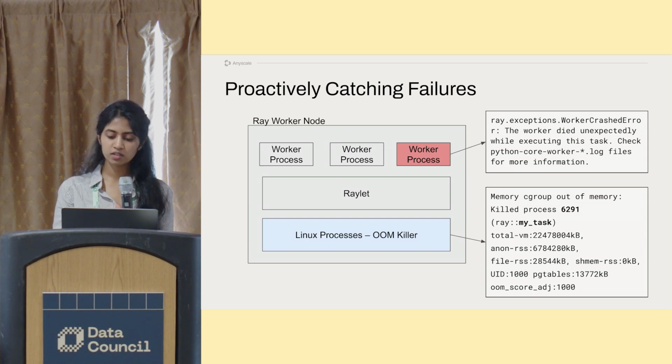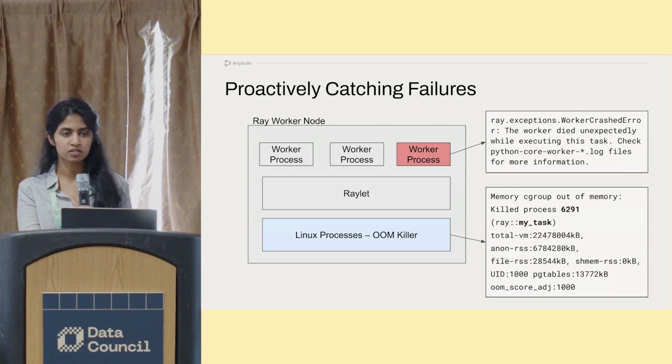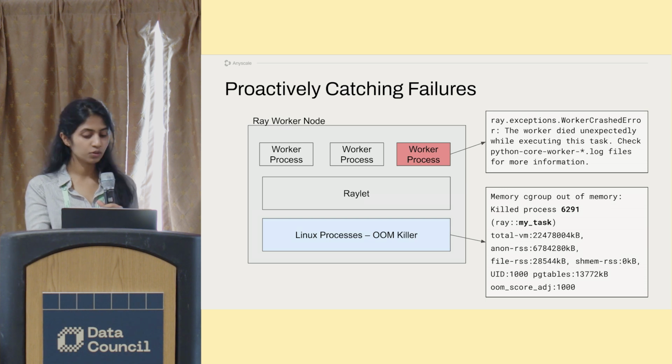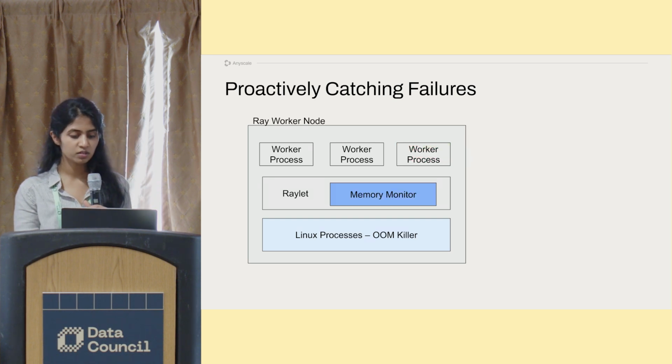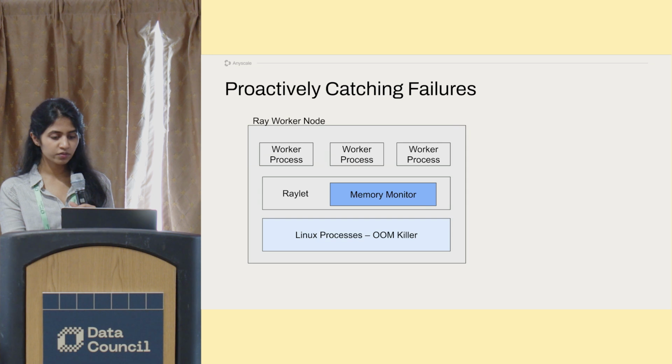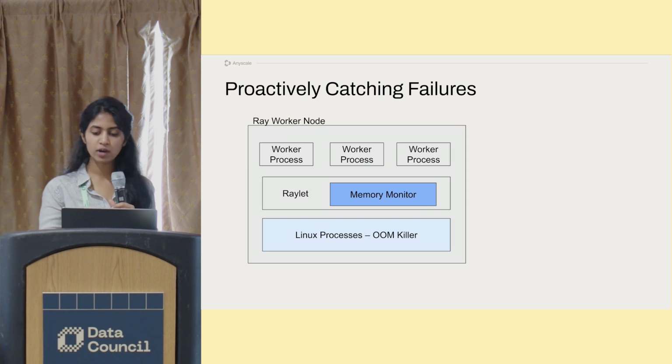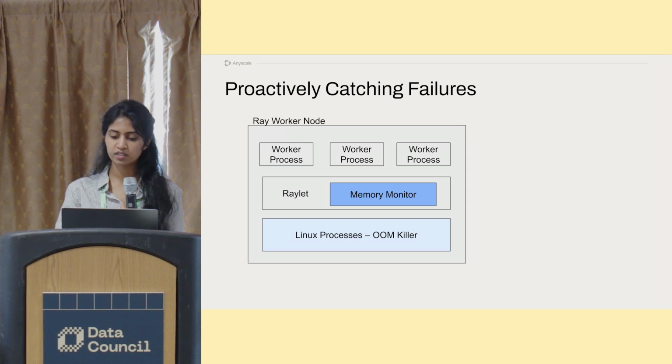So diagnosing exactly which task caused the problem and why the process OOMed is already tricky for small Ray clusters, especially when the logs are viewed after the job finishes and the processes are no longer running. But it becomes almost impossible when dealing with large clusters with hundreds or thousands of nodes. So Ray improves the system stability and observability by proactively catching some of these commonly occurring failures.